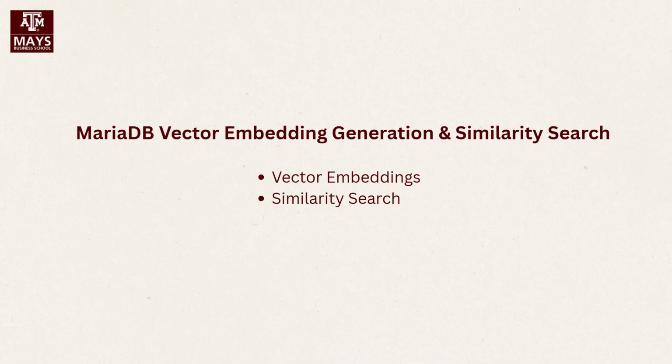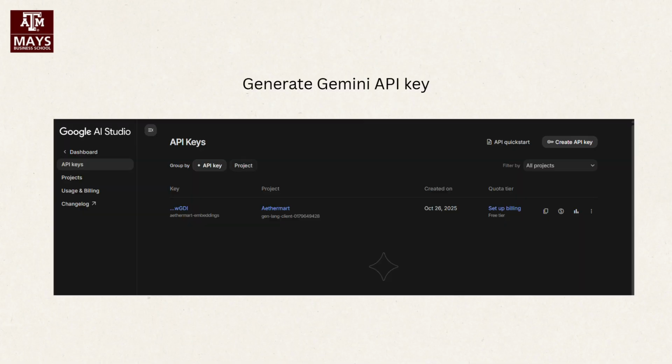Now we move to the second last part, MariaDB vector embedding generation and similarity search. Basically in this I will generate some vector embeddings and then I will do some similarity search. For this I first created a Gemini API key using Google AI Studio. So here you can see the key, you can just copy it from here.